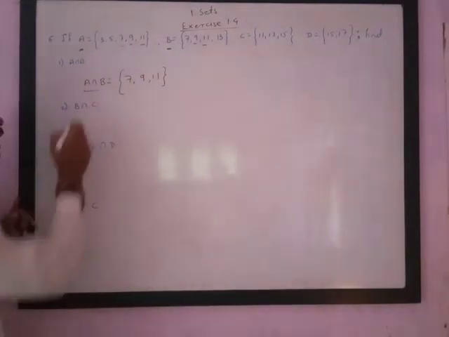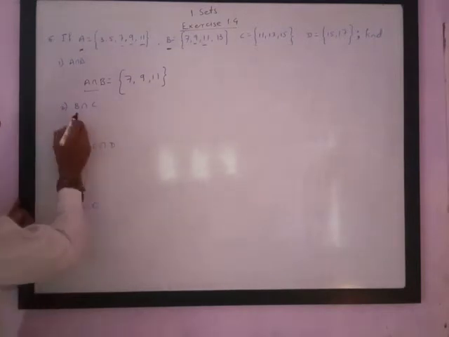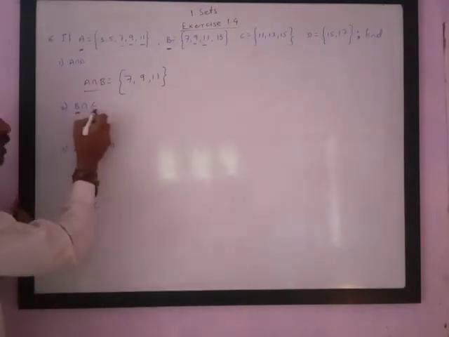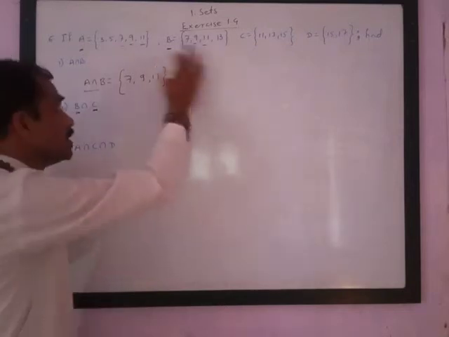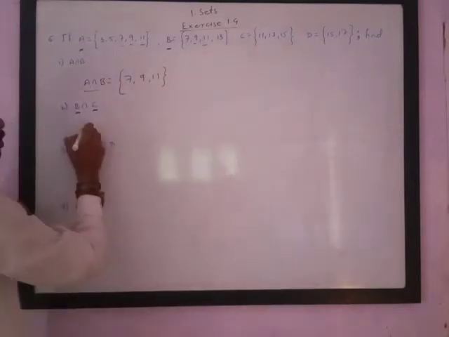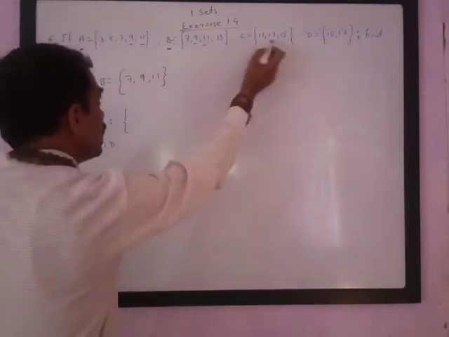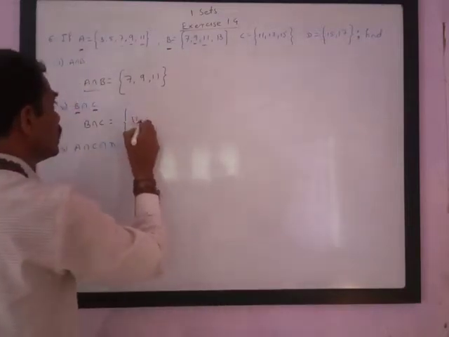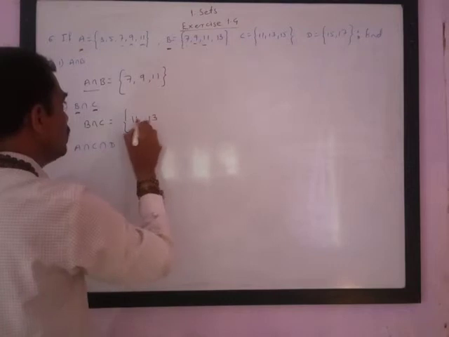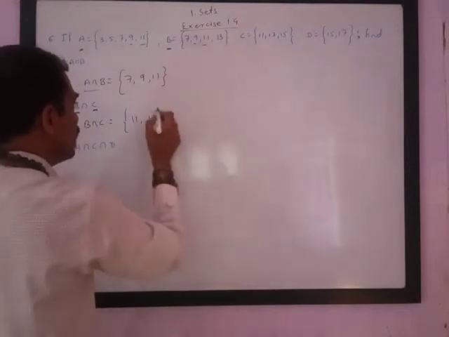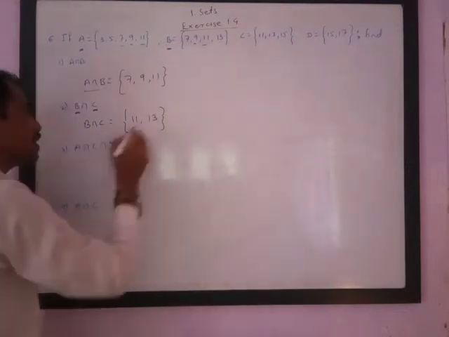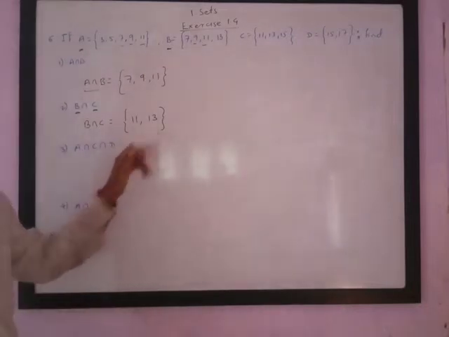Now B intersection C means the elements which are common to B and C. So B and C, let us compare. Let us check. B intersection C is equal to the set of: here 11 is common, then 13 is common. No other element is common. So B intersection C is equal to the set of 11 and 13.